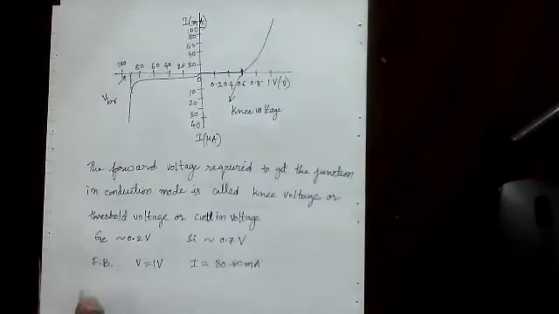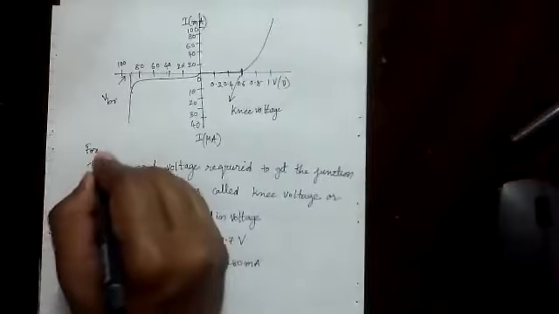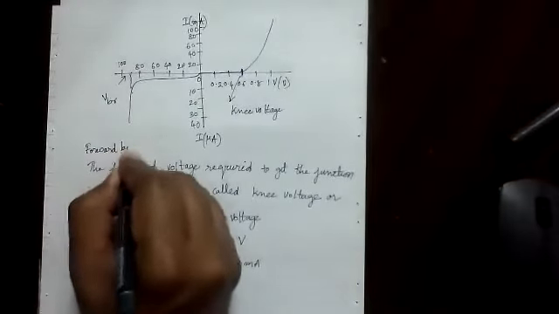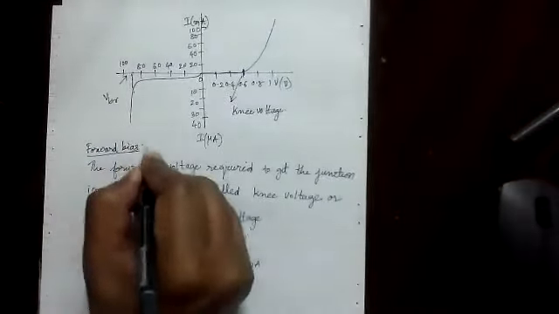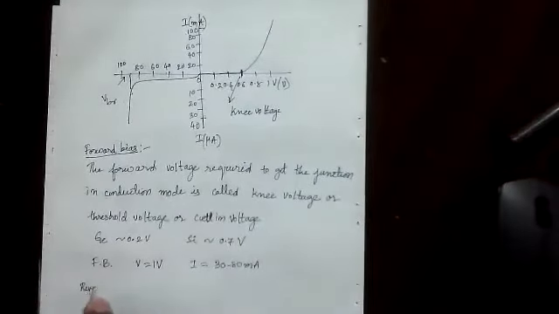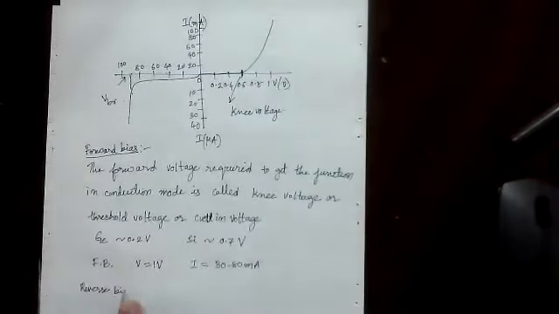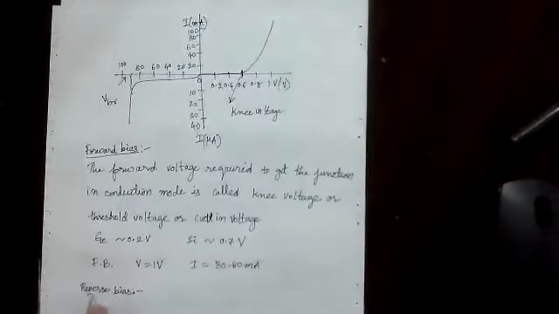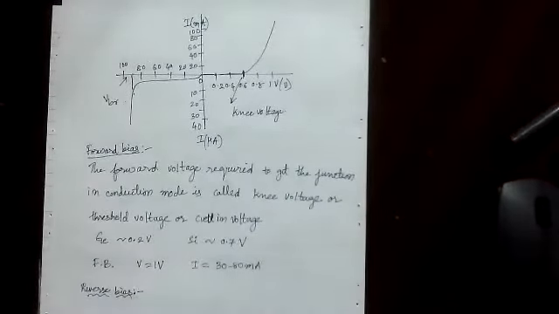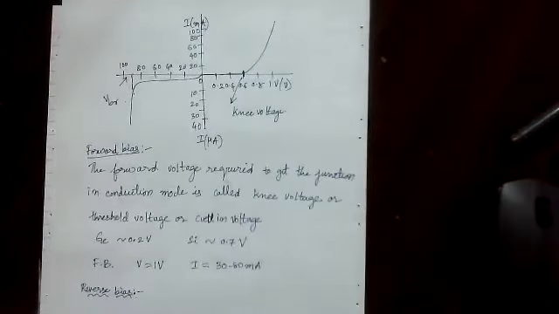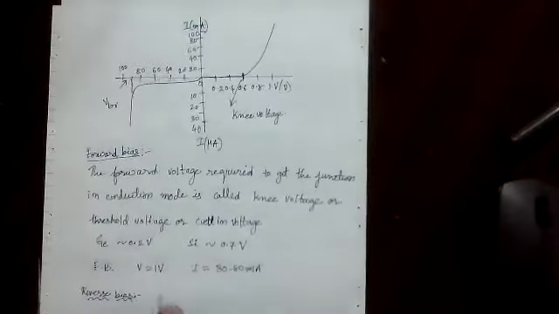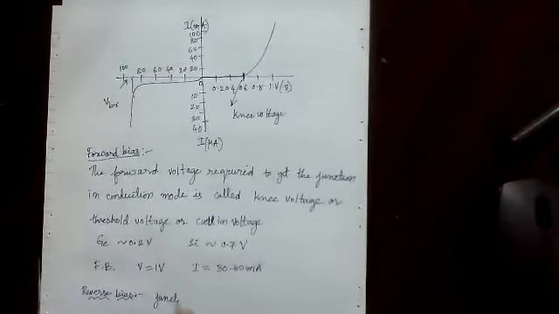So we will go to the reverse bias now. This is for forward bias. Next is reverse bias. In reverse bias, what will happen now? Here the junction current is very less.